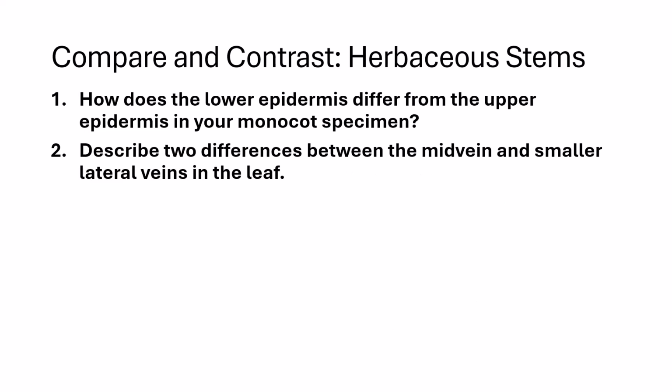Here are some compare and contrast questions. How does the lower epidermis differ from the upper epidermis? For the first question, compare stomatal abundance, cell shape, and any specialized cells you observed on each surface. Describe two differences between the midvein and smaller lateral veins in the leaf. For the second question, think about the relative size of vascular tissue, amount of supporting tissue, thickness of the bundle sheath, and overall function of transport versus structural support. Write your responses in your lab notebook.